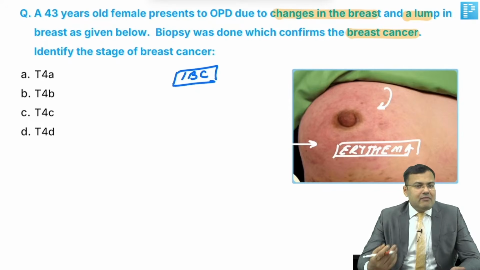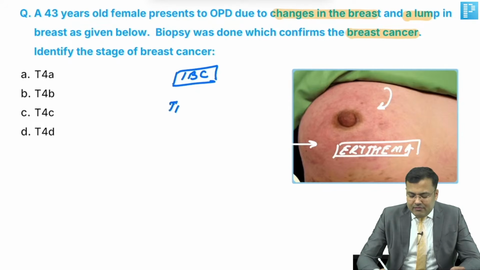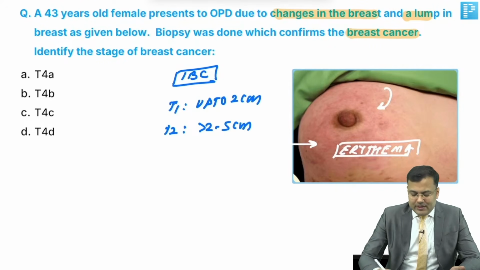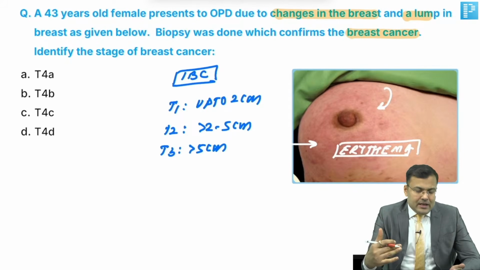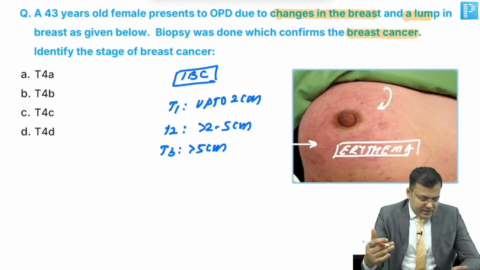Let's quickly revise the staging. You know what is T1? T1 is the size of tumor up to 2 centimeter. What is T2? You know that it is more than 2 to 5 centimeter. And what is T3? You know T3 is more than 5 centimeter. After that, T4 is further divided into T4A, T4B, T4C, T4D.